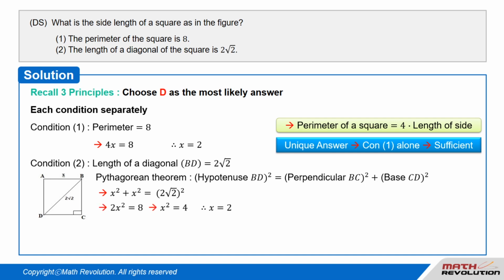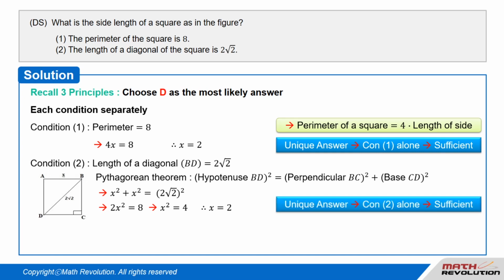Adding like terms gives us 2 times x squared equals 8. Dividing both sides by 2 gives us x squared equals 4, and square rooting both sides tells us that x equals 2. Since it is a unique answer, this condition is sufficient. Each condition alone is sufficient, so D is the correct answer. Answer D.